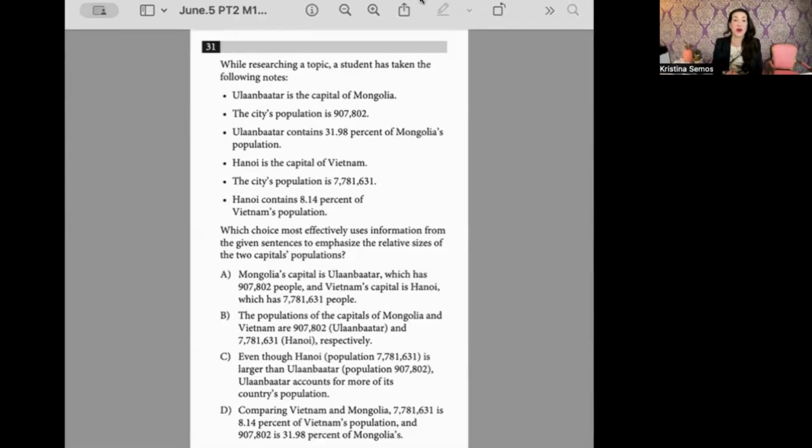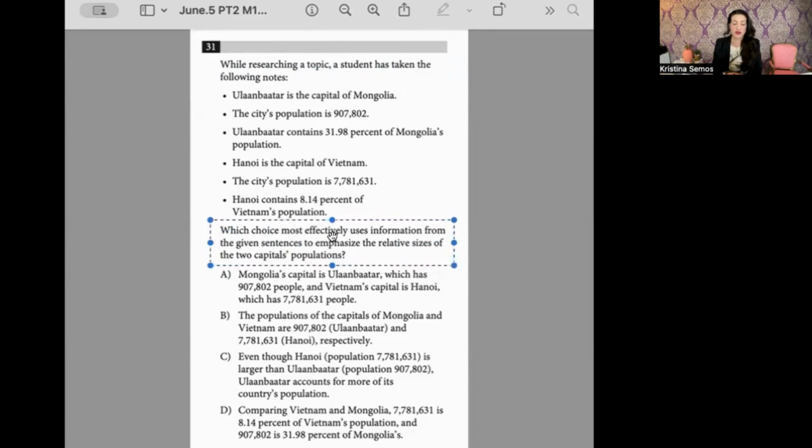So it needs to be relevant to the topic. It needs to actually answer the full question that they asked and not something else. And then it has to be true according to the bullet points. So let me share one so you can try it out. Okay, so this is always the same. It always says, while researching a topic, a student has taken the following notes. And this is our question stem, which we always need to read first because it's going to be very specific for each question. They're going to ask you something totally different every single time.